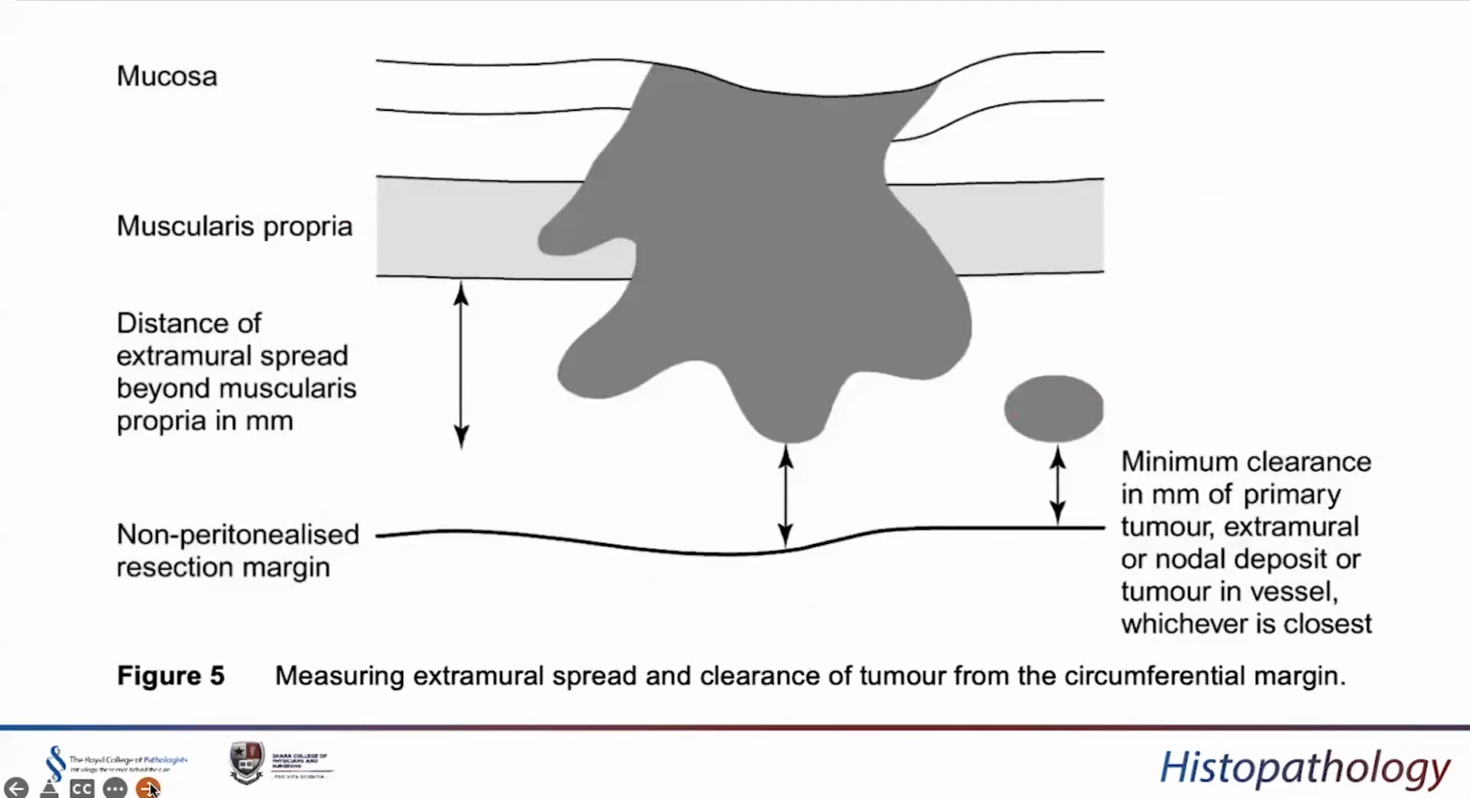And this is an image showing the TNM of colorectal tumors, and how the distance beyond the muscularis propria is really important for colorectal reporting in terms of prognosis, and talking about tumor deposits as well.